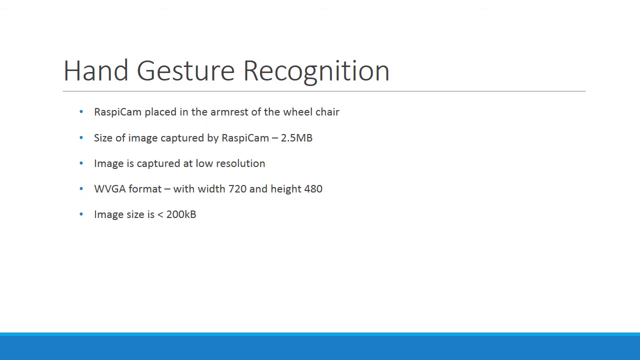The Raspberry Cam is placed at the end of the armrest facing upwards. This is done to improve the comfort of the user. The regular size of the image captured by the Raspberry Cam is 2.5 megabytes. With this size, the processing time may take longer. Hence, we capture the image at a lower resolution. We use the WVGA format with 720p width and 480p height. This image size is lesser than 200 kilobytes.